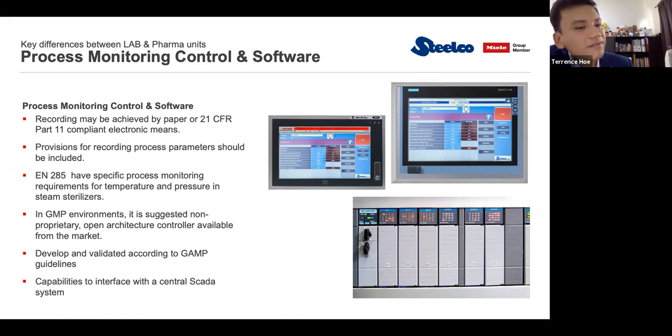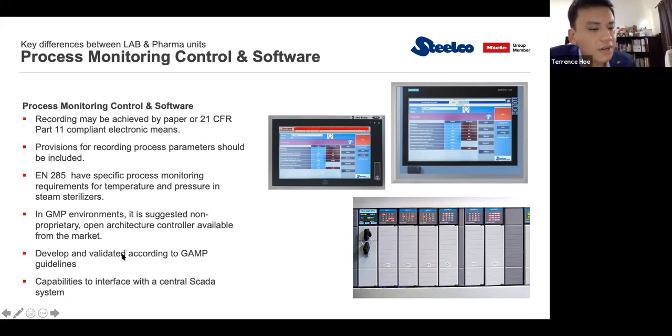EN2M5 has specific process monitoring requirements for temperature and pressure in the synthesizer. In the GMP environment, it suggests a non-proprietary open architecture controller available from the market, for example brands from Siemens or Allen Bradley. These are the suggested open architecture controllers. You can customize the design and the interface of the controller itself. Sometimes you want to put the logo of your factory, or even your society or your team, over here. So it can be done also.